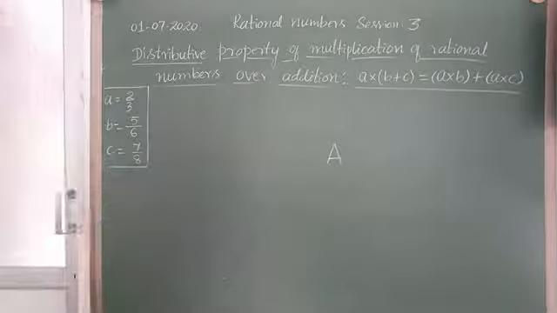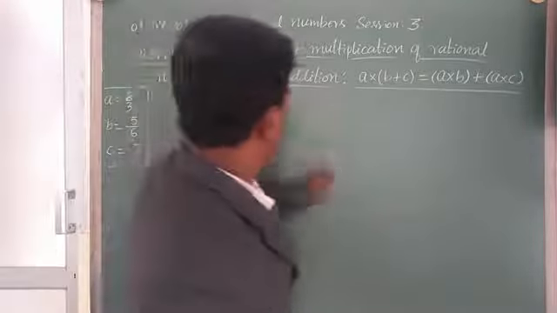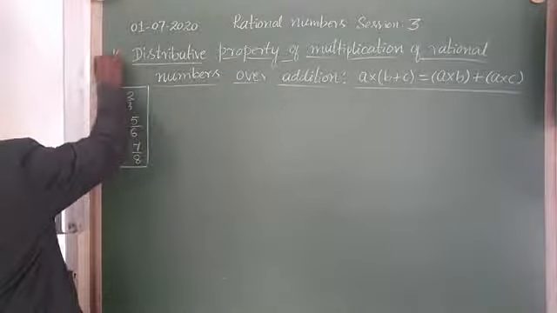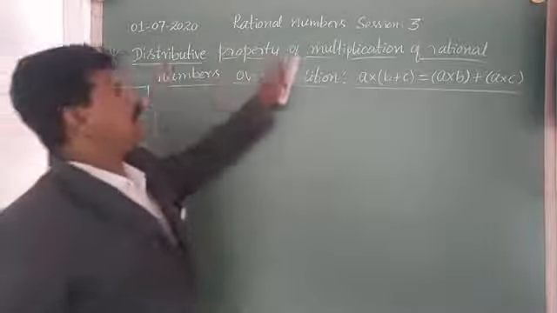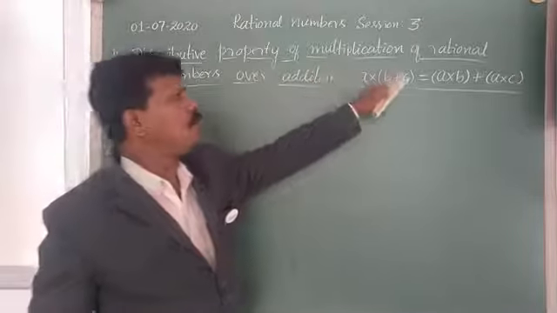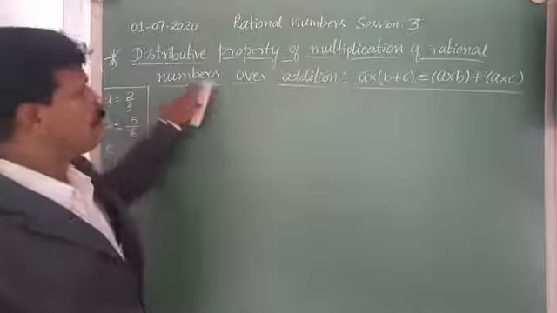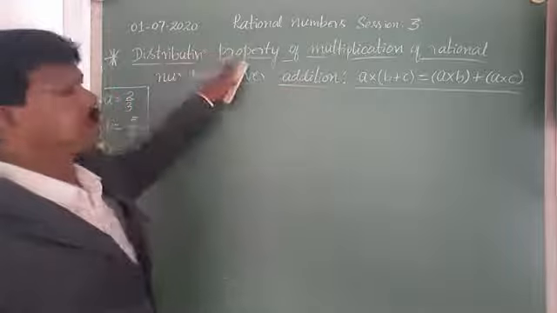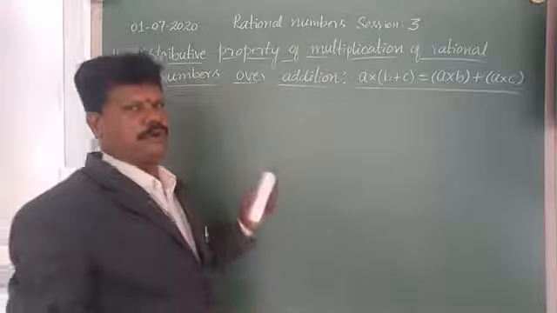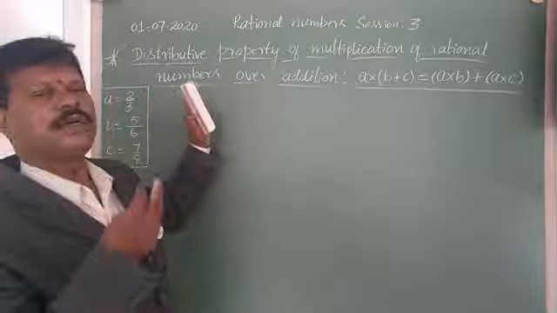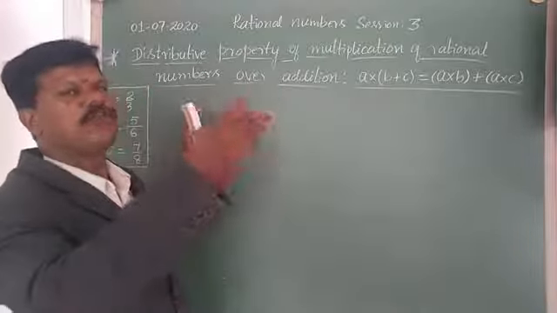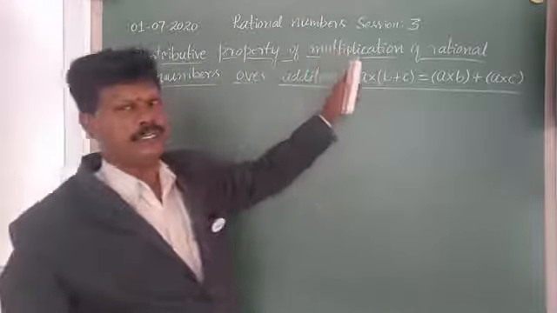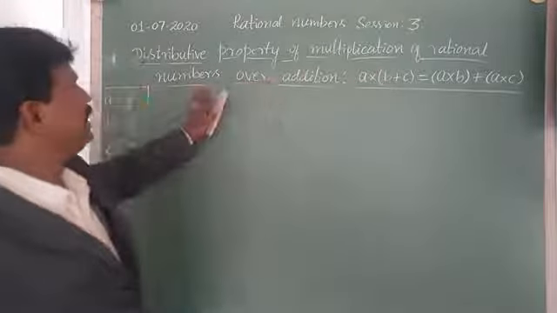Now I am going to continue these properties. Next one is the distributive property of multiplication of rational numbers over addition. See, distributive property. Distribute means what? You should distribute one rational number to two or more rational numbers. That is called the distributive property of multiplication over addition.